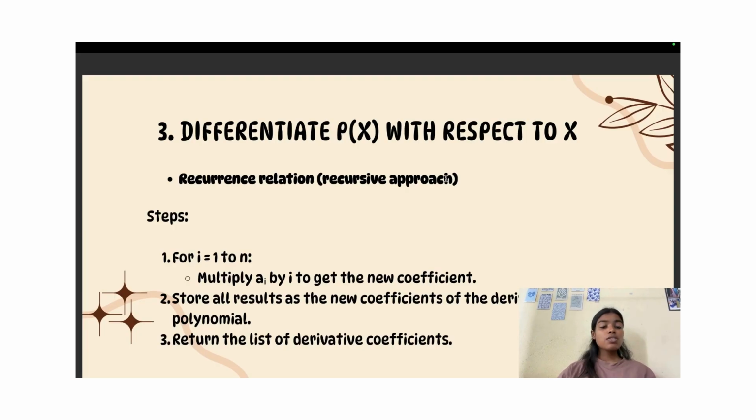Steps: for i equals 1 to n, multiply a_i by i to get the new coefficient. Store all the results as the new coefficients of the derivative polynomial. Return the list of derivative coefficients. It is simpler to brute force, but uses recursion to apply the derivative rule to each term. It is more useful when done programmatically.